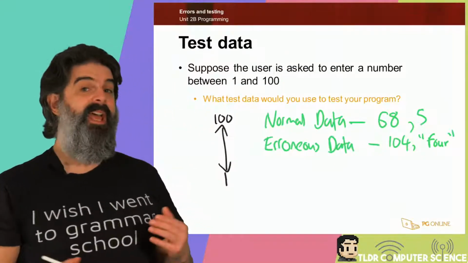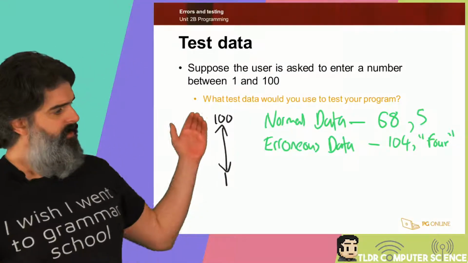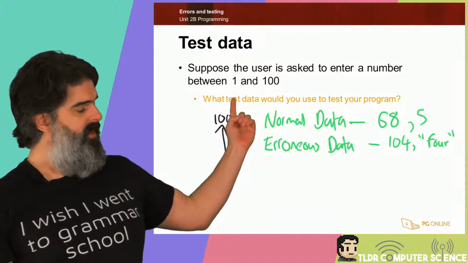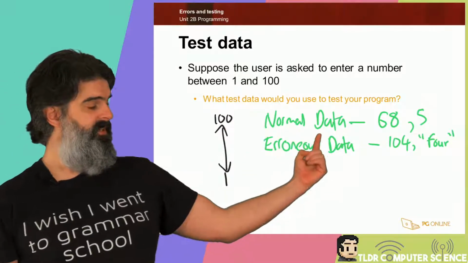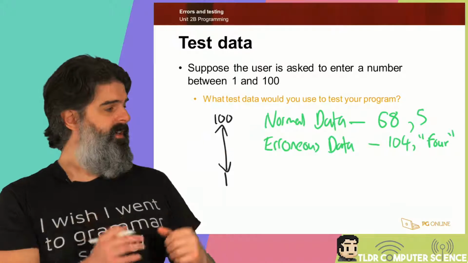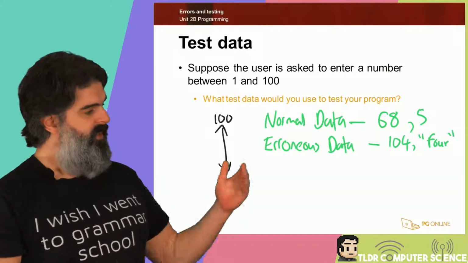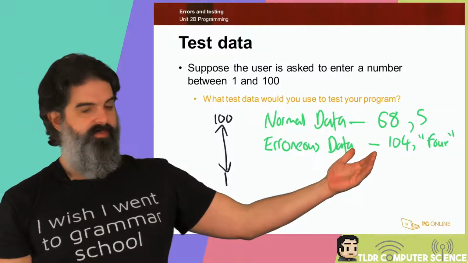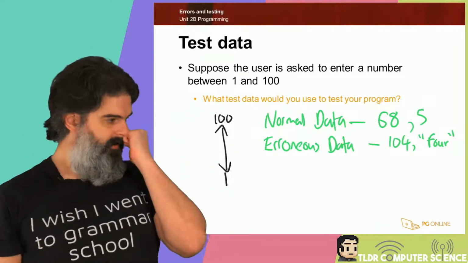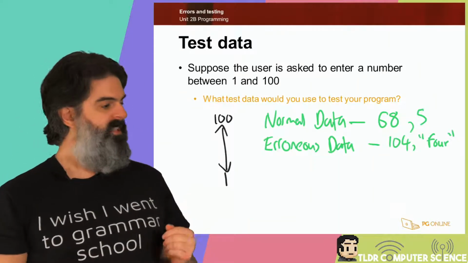So we're testing for logical errors. We're saying the user should enter a number between 1 and 100. Normal data, 68, 5, that fits inside it, and it should accept it. But if I put erroneous data like 104, or 4 spelt with letters, that's erroneous data.